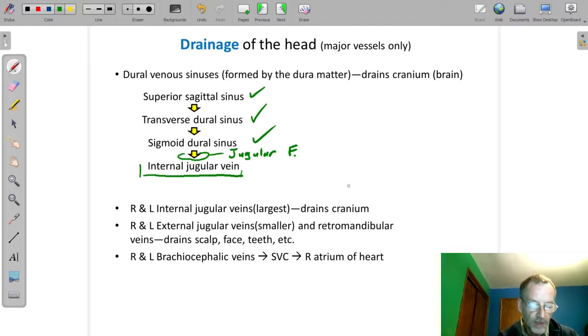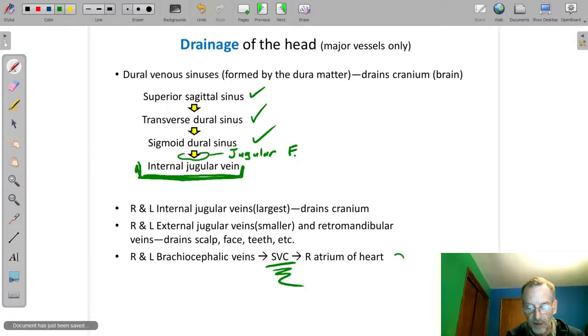We'll also take a look at the right and left internal jugular veins. These are the largest that are draining the cranium. That's these that are a continuation of the sigmoid. And we'll look at the right and left external jugular veins, which are smaller, and the retromandibular veins, which drain the scalp, face, teeth, etc. And then the brachiocephalic veins back to the superior vena cava, back to the right atrium of the heart.